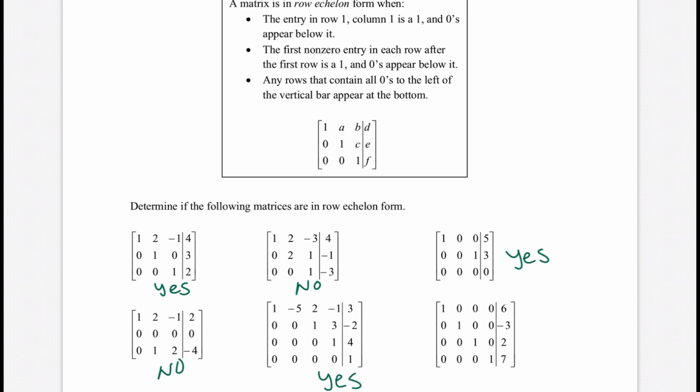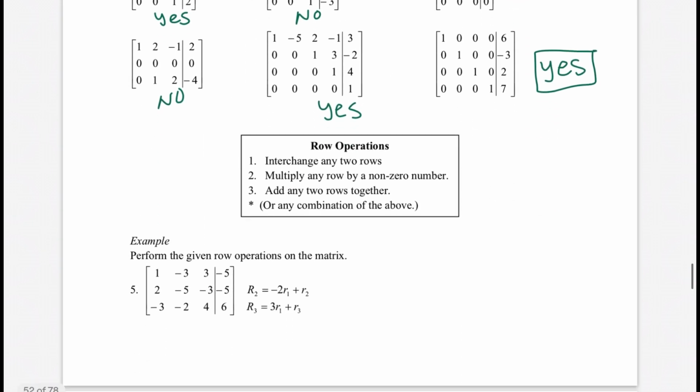And this last one, we have a 1 with zeros below it. The first non-zero entry in each row is a 1, and there are zeros below that. There's no row with zeros in the whole row to the left of the bar. So yes, this is in row echelon form.